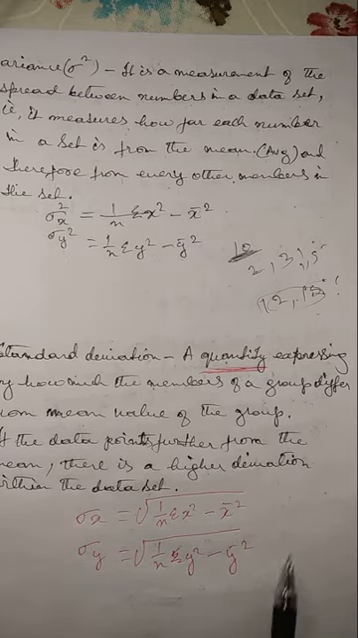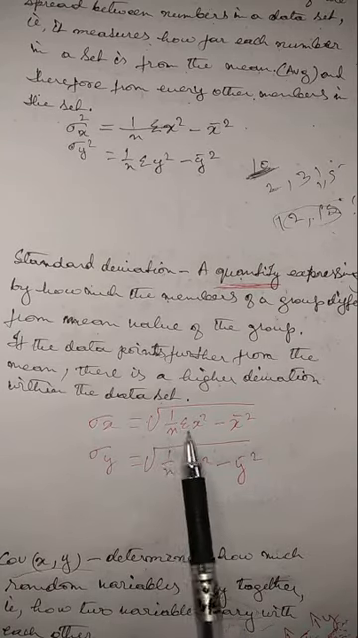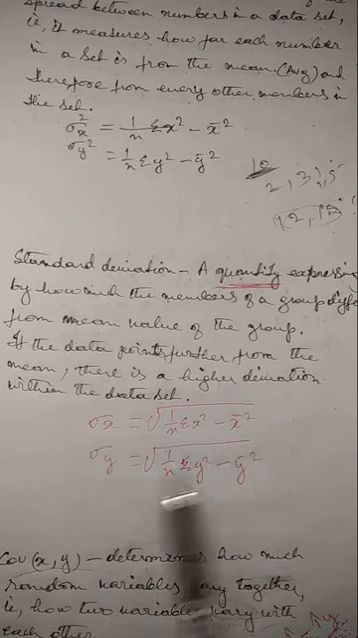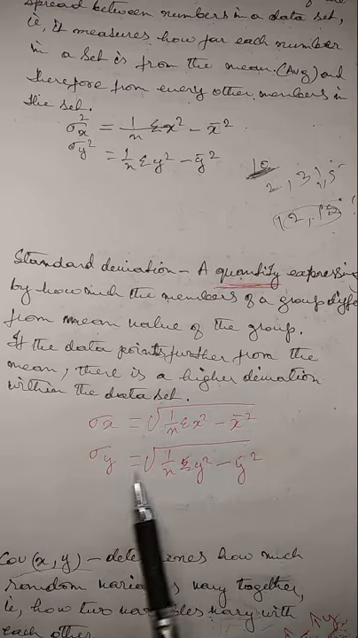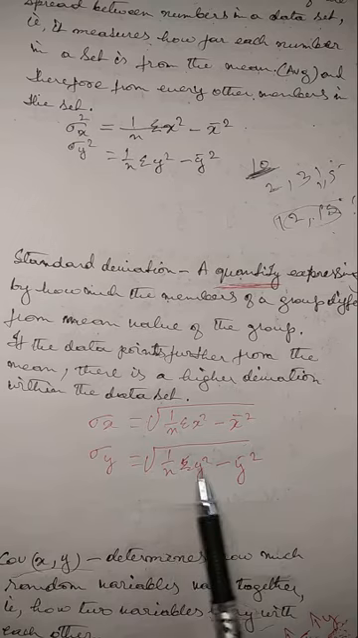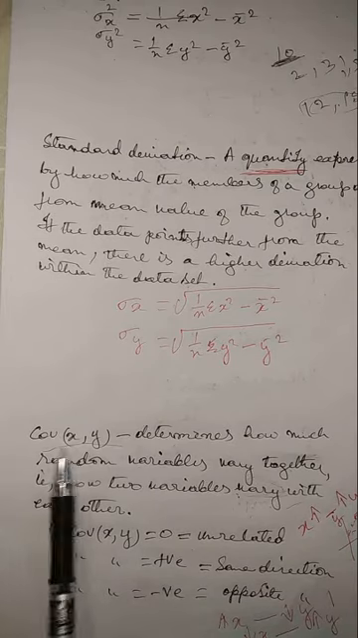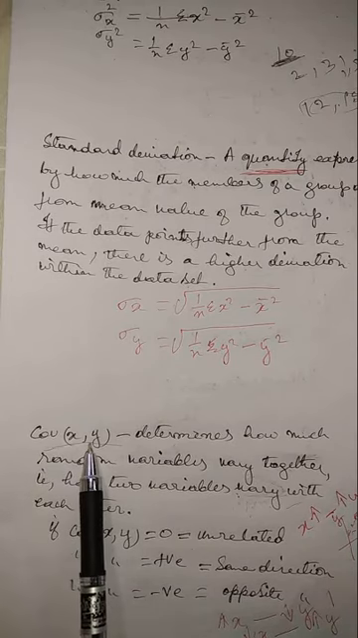The formula for standard deviation is sigma x equal to under root 1 by n summation x square minus x bar square, and sigma y is equal to under root 1 by n summation y square minus y bar square. And then another term is cov xy, or the covariance between x and y.